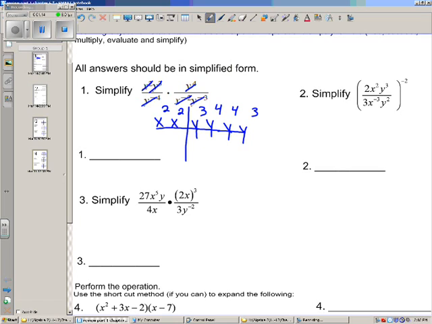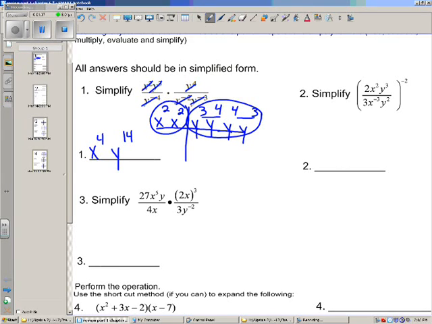So if you notice, everything's in the numerator. So now I'm ready to simplify. I'm going to add the exponents in my x's. So I get x to the fourth. And then I'm going to add the exponents in my y's. So if I add them up, I get 7 and another 7. That'll give me y to the 14th. And then this ends up being the final answer.